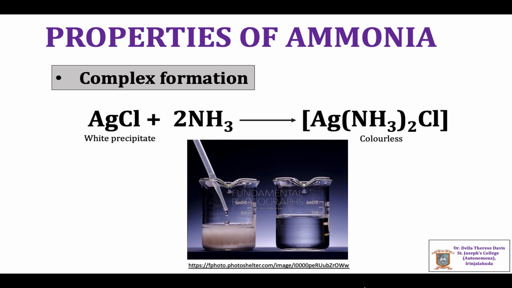Ammonia forms complex with metal salts. For example, silver chloride when treated with ammonia gives diammine silver(I) chloride. This complex is colorless. So the white precipitate of silver chloride dissolves in ammonia to give diammine silver(I) chloride.